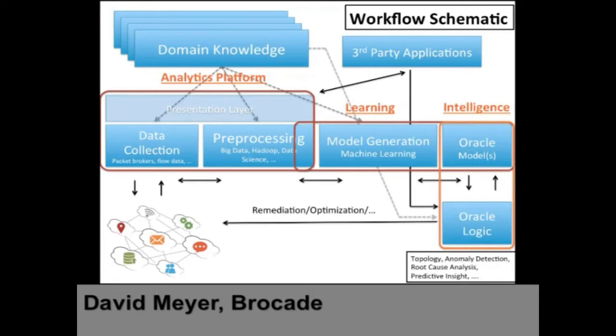And you can do things like topology, anomaly detection, root cause analysis, all these kinds of things you want to do. And then you might do remediation or optimization. So if there's a problem, you might want to fix it. Or if there's optimization, you might want to optimize it. What this NFV stuff is all about is optimization. They need to be able to do this.